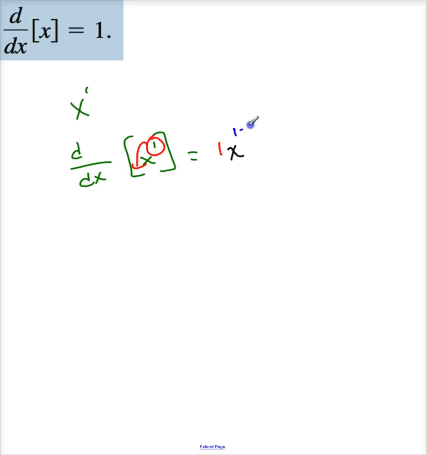You start with 1 and then you subtract 1. So this becomes 1 times x to the 0. Now remember, any number raised to the 0 is 1. So this is 1 times 1, or 1.